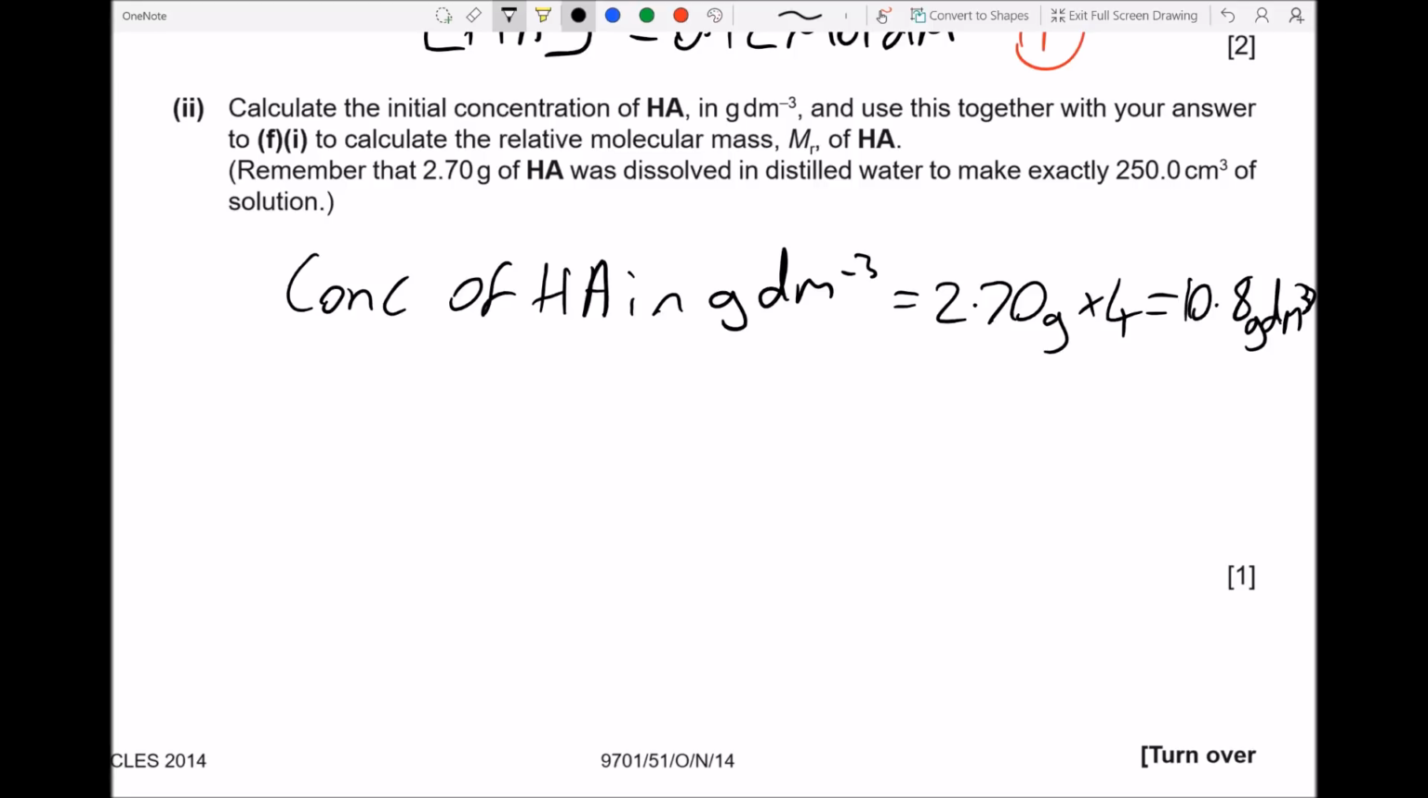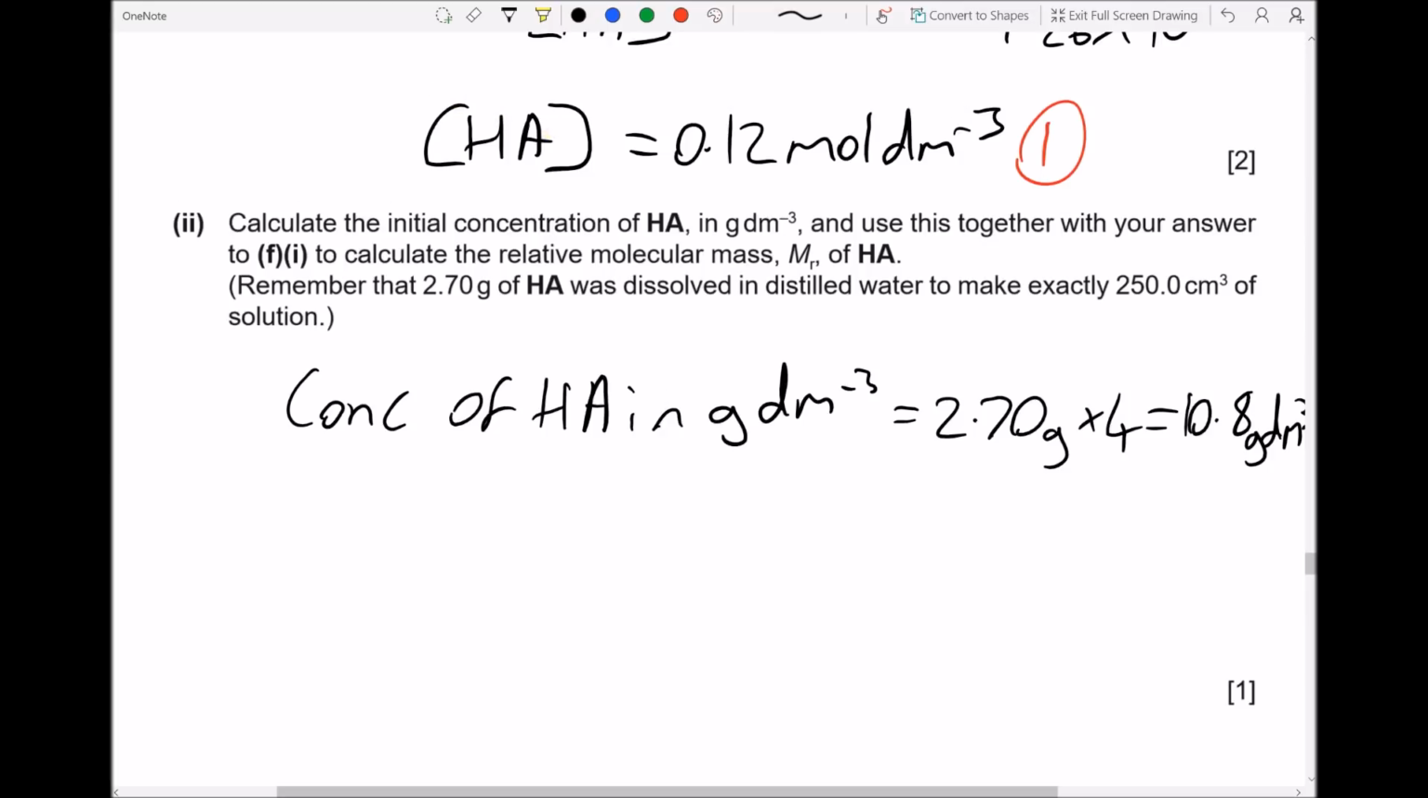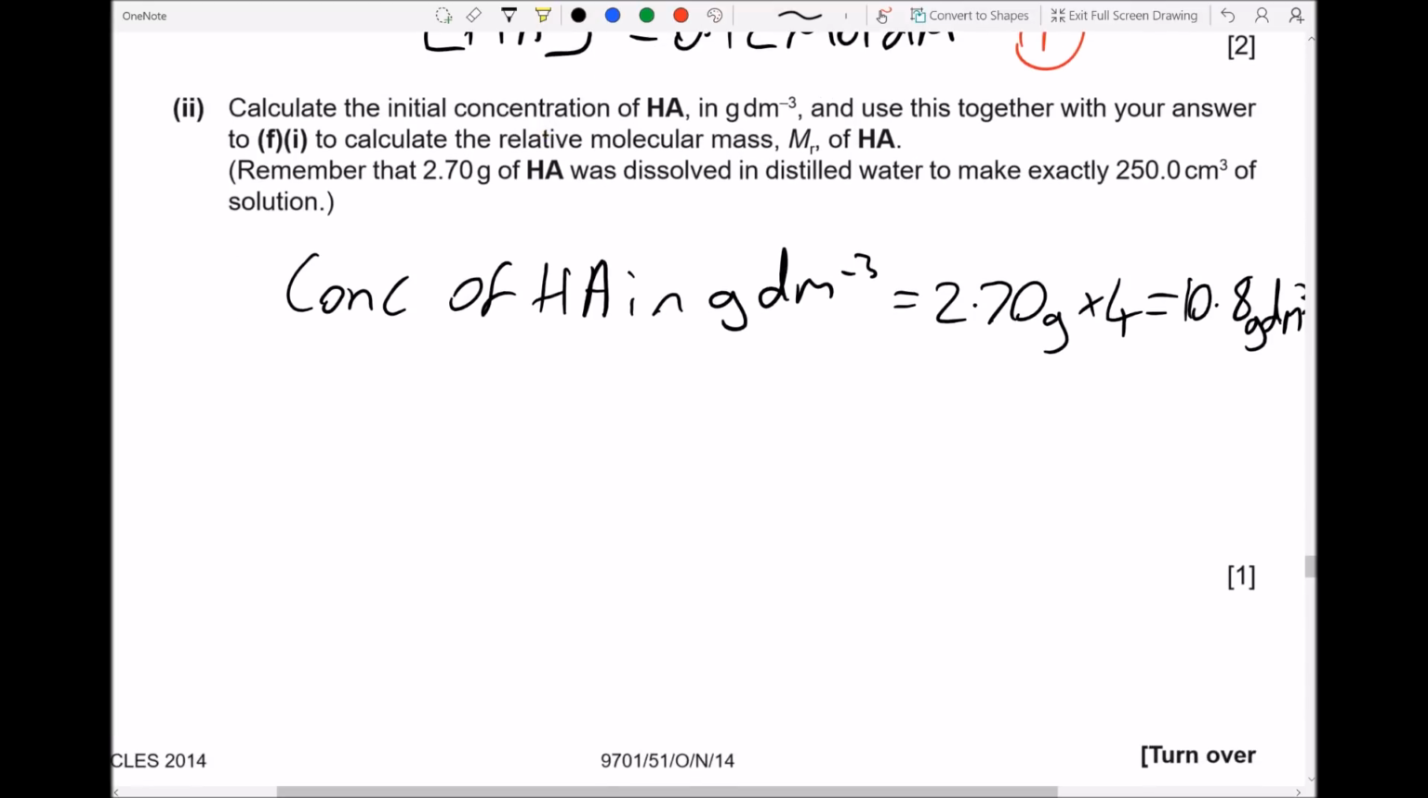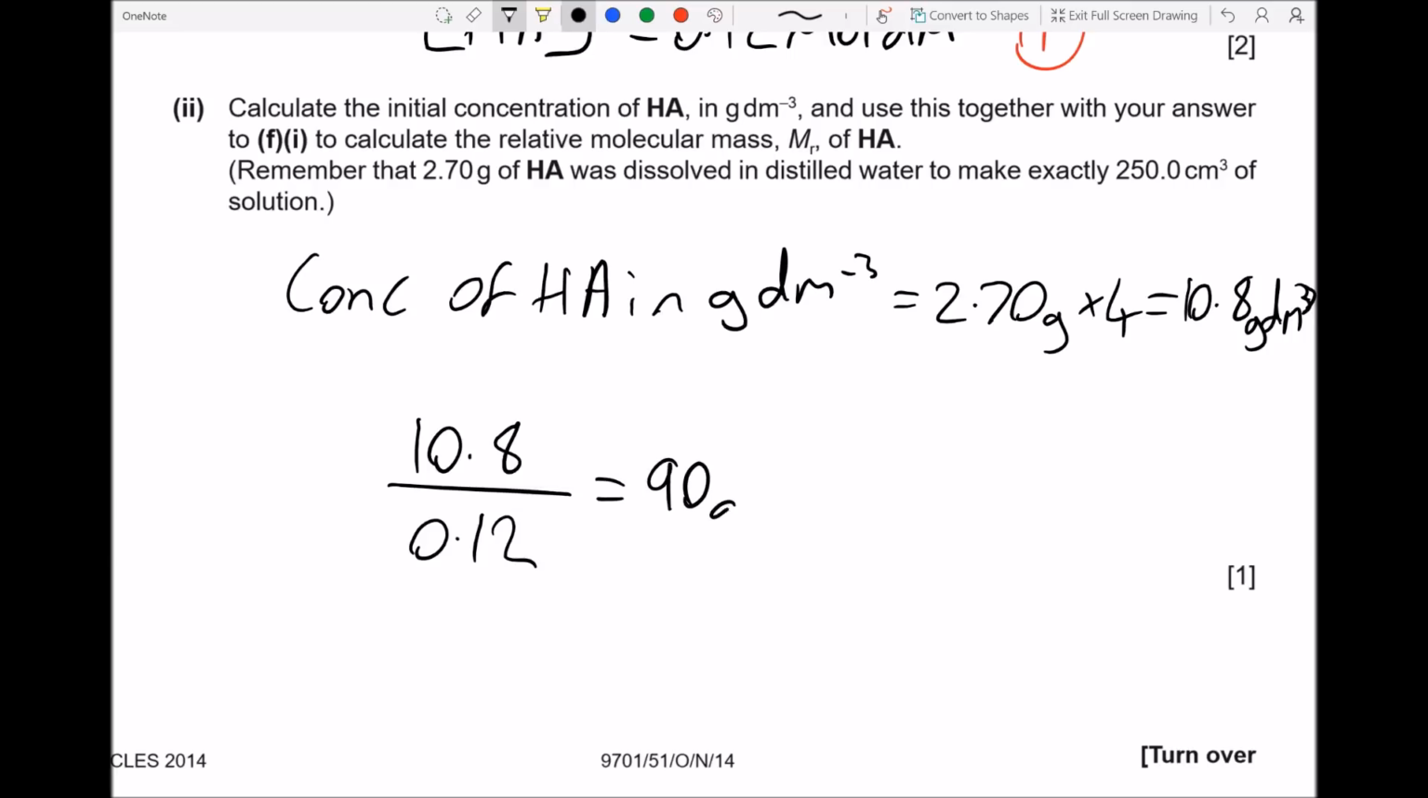Okay, and then what we have to do is work out the MR. So this is the concentration in grams per decimeters cubed. To work out the MR, we have to divide that by the concentration of HA, which we have here. That's that bit there. So all we have to do is 10.8, which is the concentration in grams per decimeters cubed, divided by the concentration in moles per decimeters cubed, which is 0.12. And then that should get us 90 grams per mole.